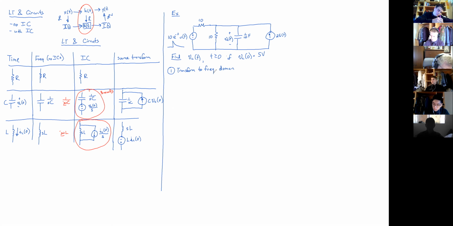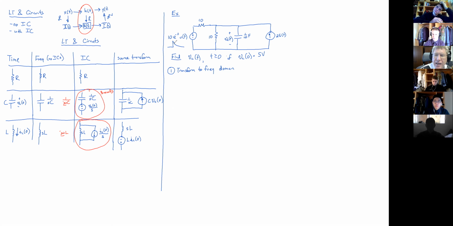So in the frequency domain, after we transform it, where can we expect to find a variable T? Anyone? The answer, nowhere? Nowhere, exactly. So that's just a good check to make sure you've done it right.